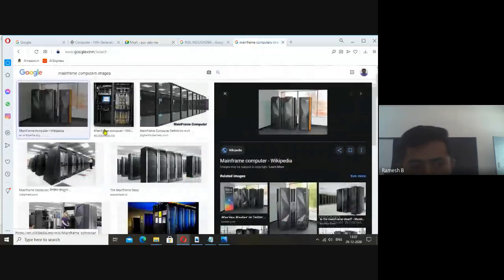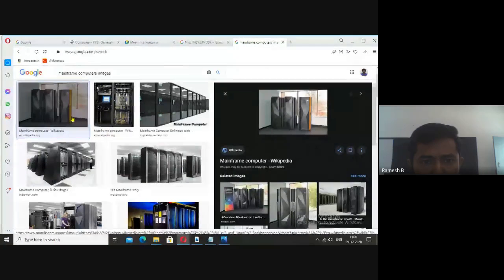You see there how mainframe computers look. They are very huge. They store a lot of data. When we take the example of a bank, it will have a lot of data. Similarly, Big Bazaar or Walmart, or any chain of shopping malls, will have a lot of data that needs to be stored. For that they'll be using mainframe computers.